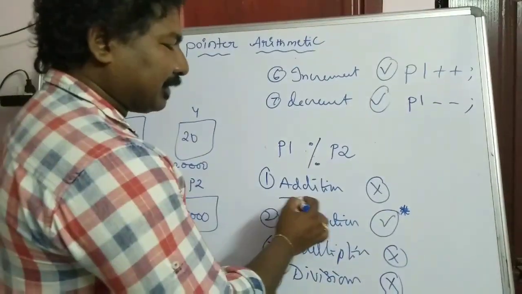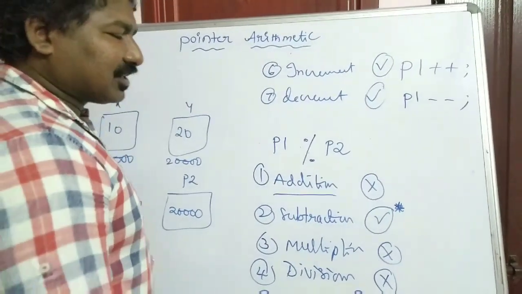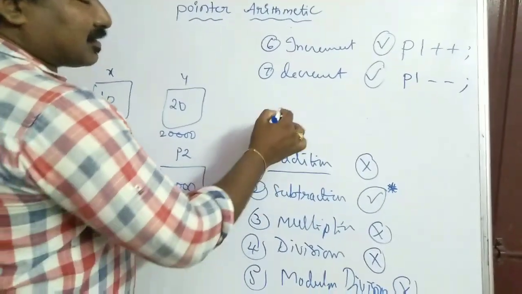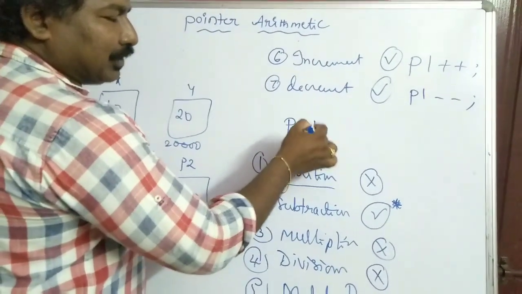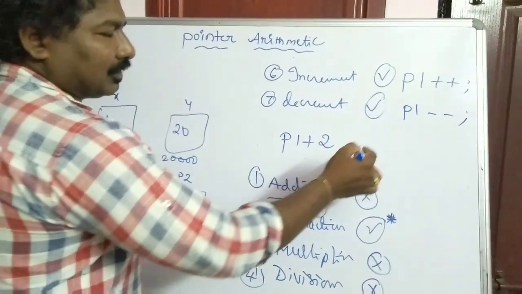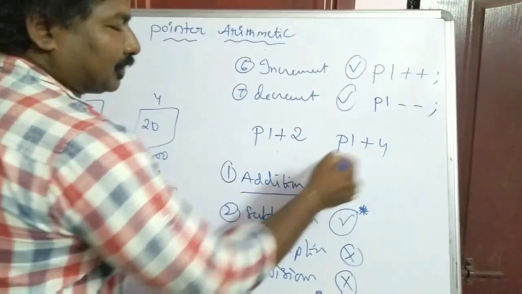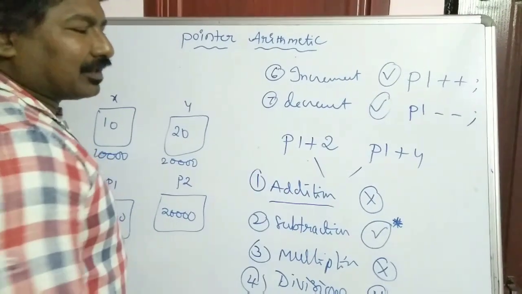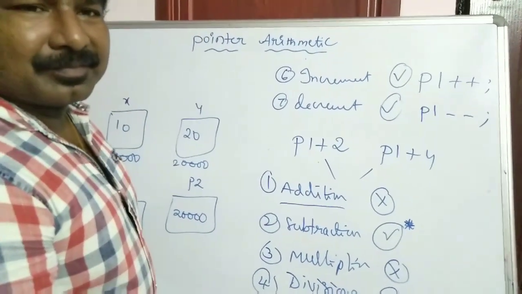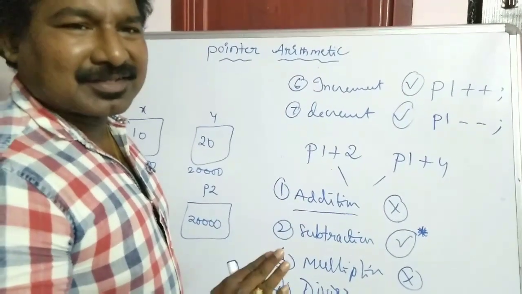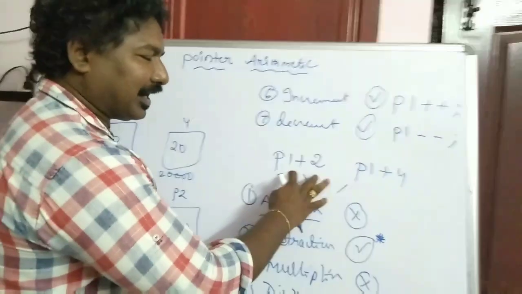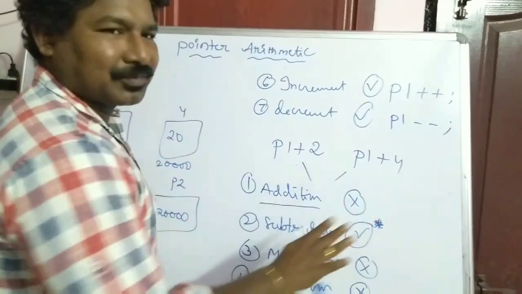And coming back to addition, we can add some integer to the pointer, like P1 plus 2, P1 plus 4. So this addition of a number to the pointer is valid. Not adding two pointers; you can add a number to the pointer. What happens when I add the number to the pointer, we'll discuss with the next concept.